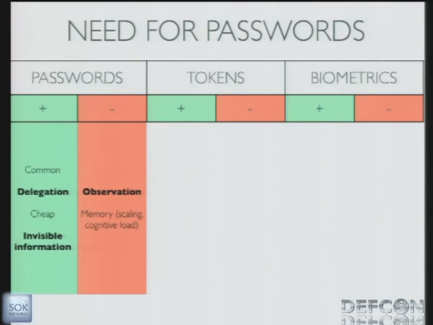The big drawbacks are that there's a cognitive load. You have to remember them. And they're susceptible to observation. If you know what it is, it's already copied.